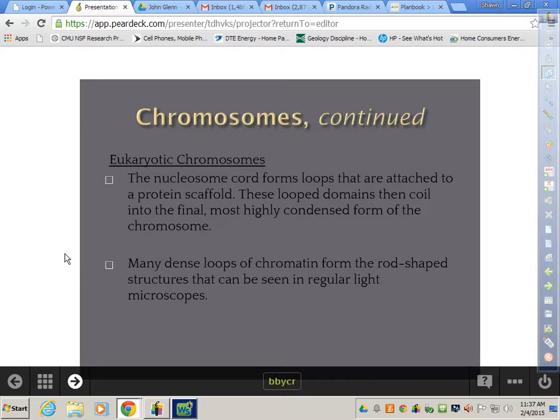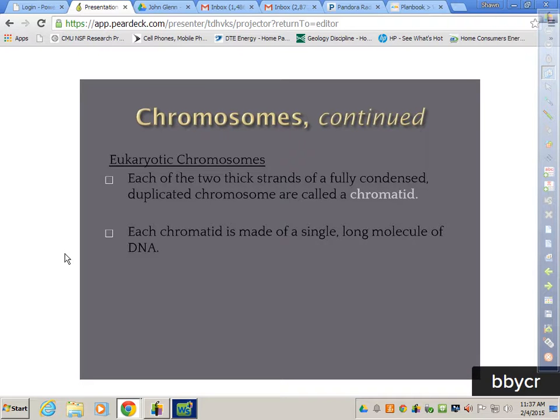Now, each of the 2 thick strands of a fully condensed duplicated chromosome are called a chromatid. How many chromatids are in a chromosome? 2. How many pairs of chromosomes do we have in the human body? 23, which gives us a total of 46 chromosomes, or 92 chromatids, right?